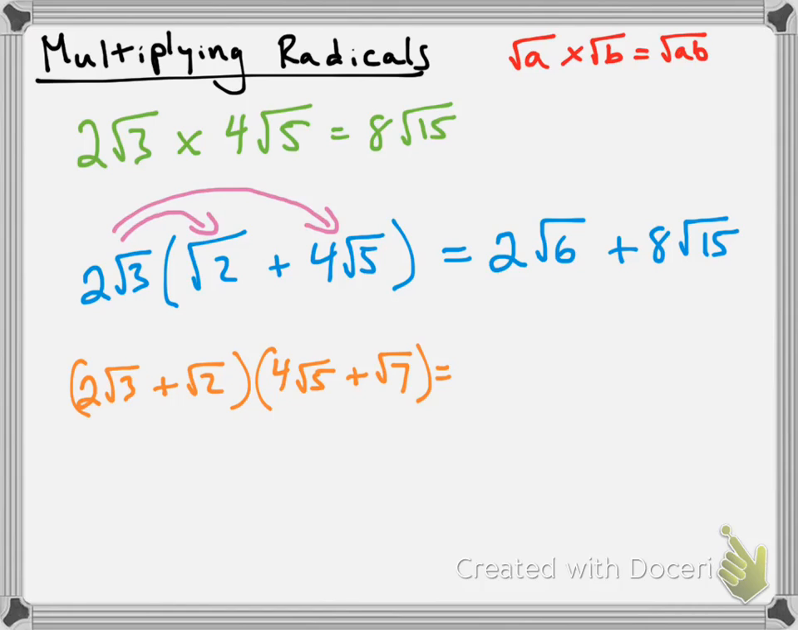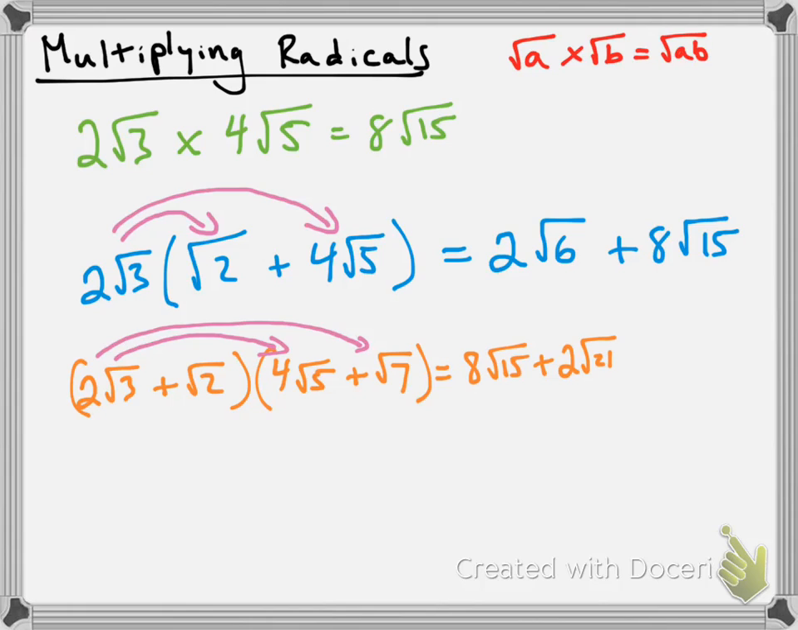So to start with, I'm going to do 2 root 3 times 4 root 5, and then I'm going to do 2 root 3 times root 7, okay? And that's going to give us, well, 2 root 3 times 4 root 5 is 8 times the square root of 15. Okay, 2 root 3 times root 7. Well, the coefficient of root 7 is 1, so 2 times 1 is 2, so plus 2. And then we have root of 3 times root of 7, which is the root of 3 times 7, which is 21, so root of 21.